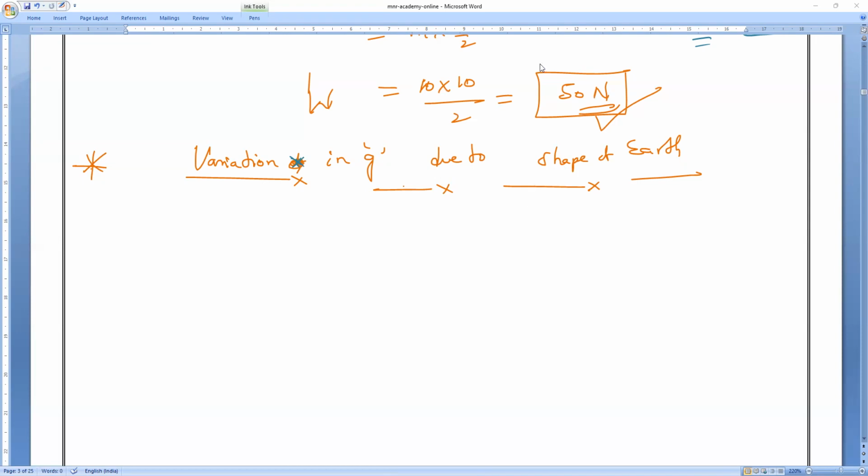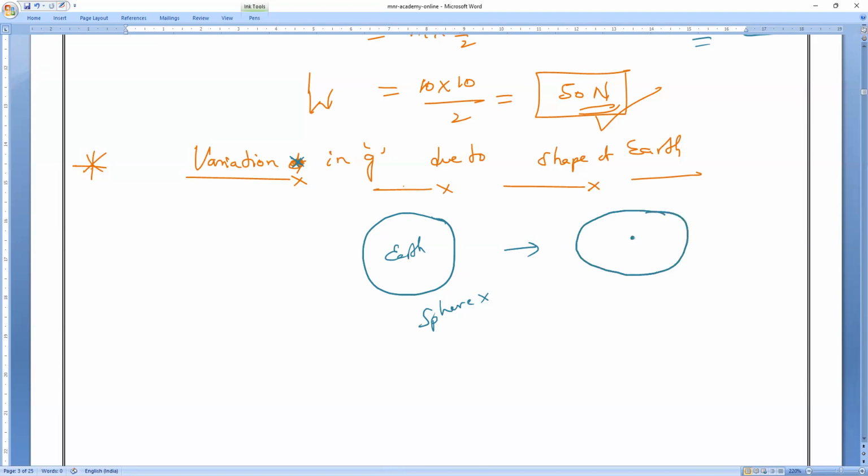So remember, Earth is not completely spherical. Earth is not a perfect spherical in shape. Keep it in mind. So Earth is not a sphere perfectly. Earth has a radius at the poles that is less than the radius at the equator. So if I take the center, compared to the radius at the poles, the radius at the equator is greater.